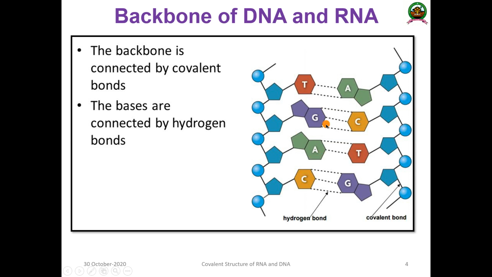And what is this base stacking? Here you can see this is a nitrogenous base, and just below it you can see another nitrogenous base. The interaction between these two nitrogenous bases is known as base stacking. It is a very weak interaction, due to the presence of nitrogen and the lone pair in the nitrogen. That is the reason why DNA appears as a typical helical structure. The reason is the base stacking property, and the bases are connected by hydrogen bonds.